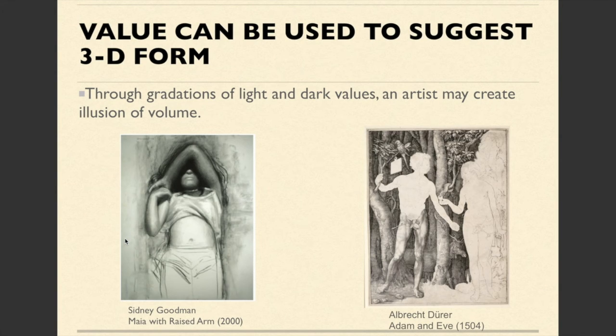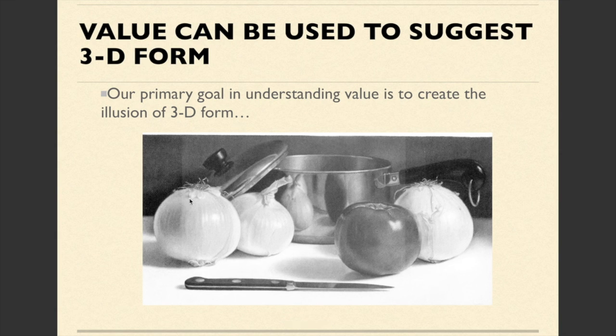We're most interested in using value in our class to create the illusion of three-dimensional form. You probably noticed that in drawing, our paper is flat. It's two-dimensional. However, through values, among other means, you can give a sense of three-dimensionality. And that's what's going on here. It's through value that this arm looks three-dimensional, that this leg looks three-dimensional. It's a very powerful suggestion of three-dimensional form, and that's mainly why these objects look three-dimensional: because of value.